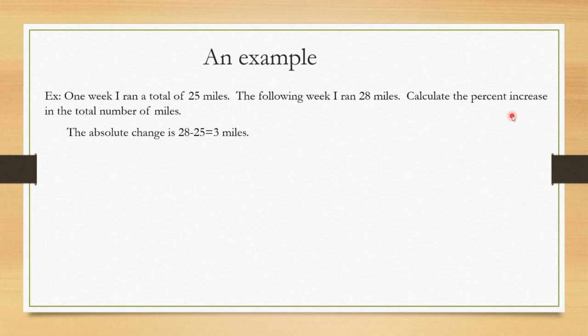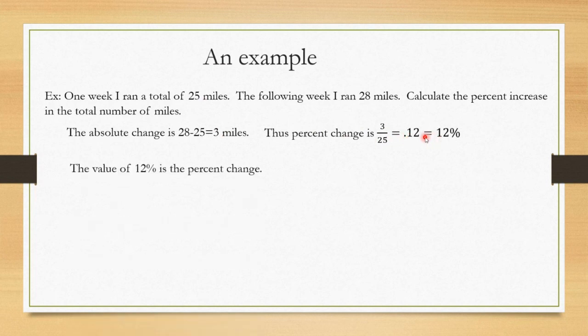But I want percent change, percent increase, not just absolute change. So we have to get the relative change, then multiply by 100. So for the percent change, you divide by the starting quantity. We have 3 over 25, which is 0.12. As a percent, we get 12%. So the percent increase is 12%.